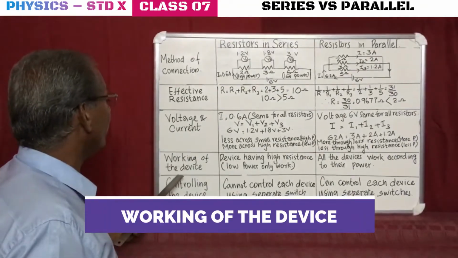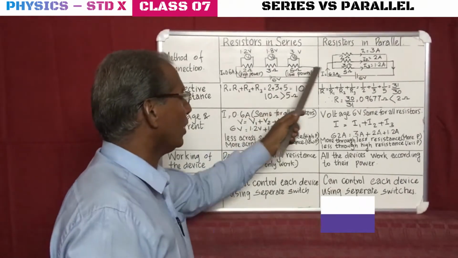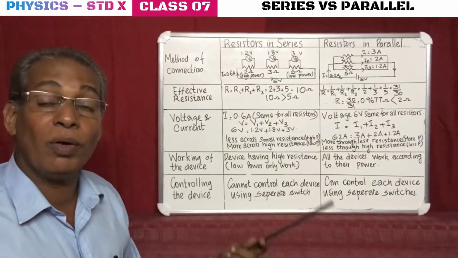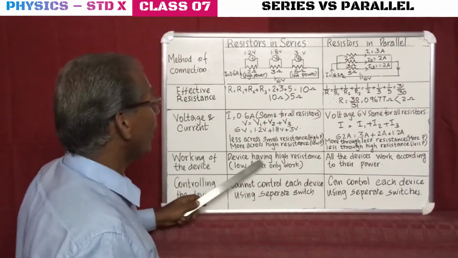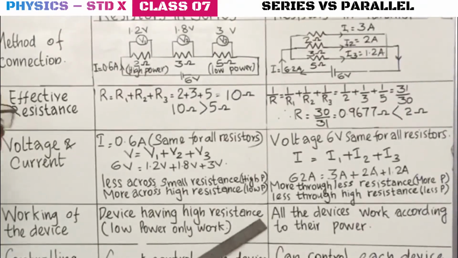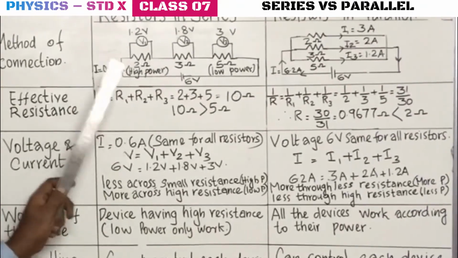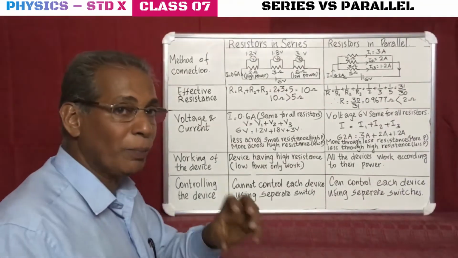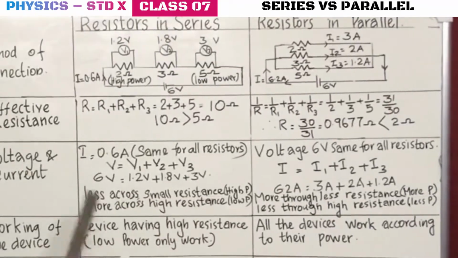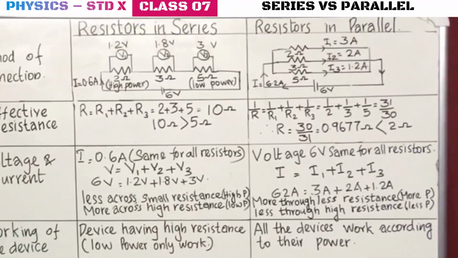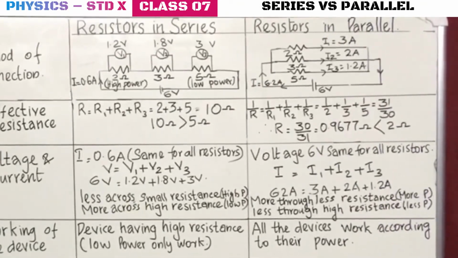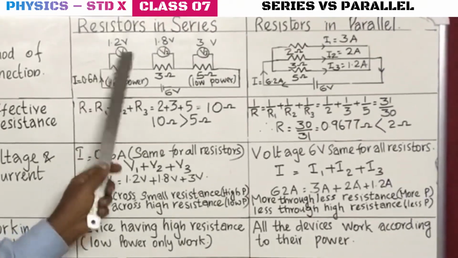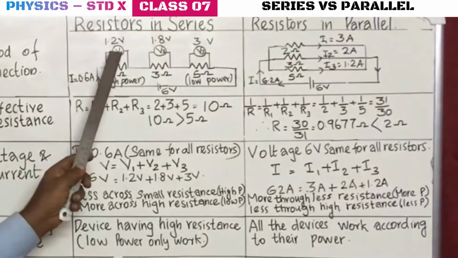Next, working of the device. Here we consider 3 devices, here also 3 devices. Once we connect them in series, whether the 3 devices will work or not, we have to see. A device having high resistance or low power only will work. This we will analyze in the coming video in detail with a particular example. For the time being, we can consider that if the power is more, that device will be drawing more current. But here the current is 0.6 ampere, and the voltage available is only 1.2, so it cannot work.